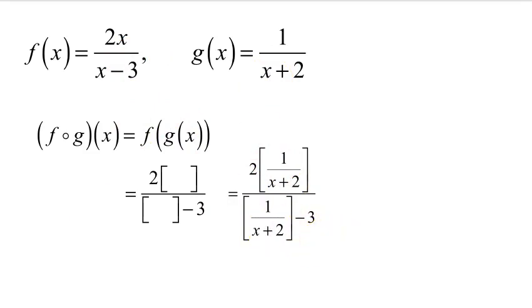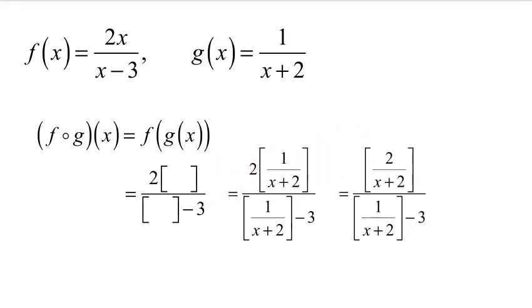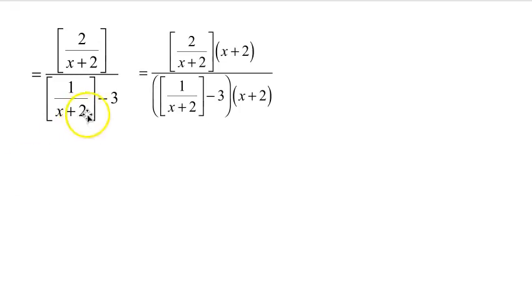Now this algebra gets tricky. In the last example, the arithmetic got tricky. First thing I'm going to do is 2 over 1 times 1 over x plus 2. This numerator is going to be 2 over x plus 2. Now to simplify this fraction, we're going to multiply top and bottom by x plus 2 to clear the denominators. Multiply the top by x plus 2, all that's going to be left is 2. Multiply the bottom by x plus 2, let's talk about that one. So there you go. Top multiplied by x plus 2, bottom multiplied by x plus 2. The x plus 2's cancel, the top is just 2.